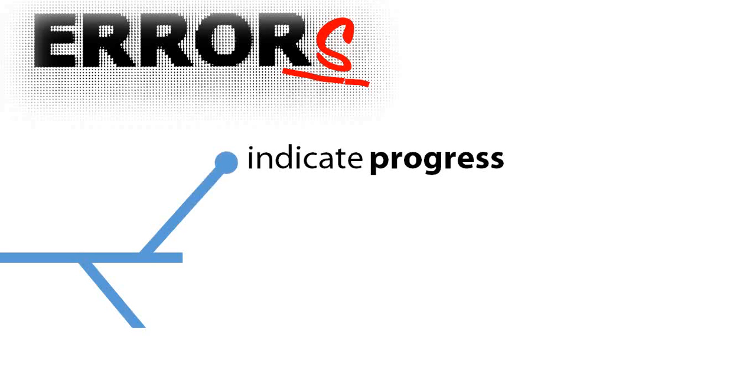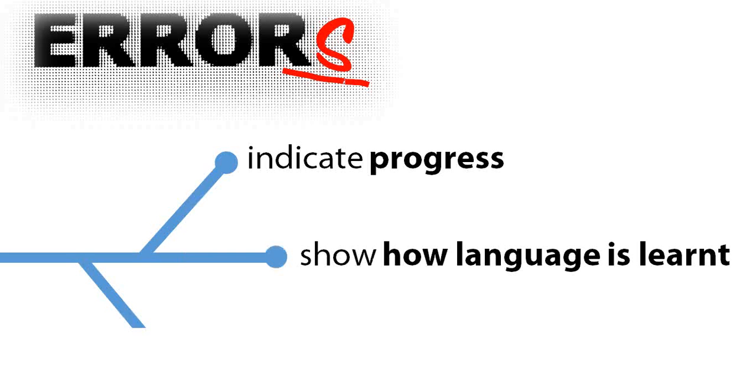First of all, errors are quite important because they indicate progress. If you make a mistake, then the teacher actually sees what you have done successfully and what you are doing unsuccessfully. So the teacher can adjust the teaching program to you, and you focus on those areas which are more problematic for you. And at the same time, errors or the lack of them show that you've managed to successfully learn a given issue, and they show how language is learned.